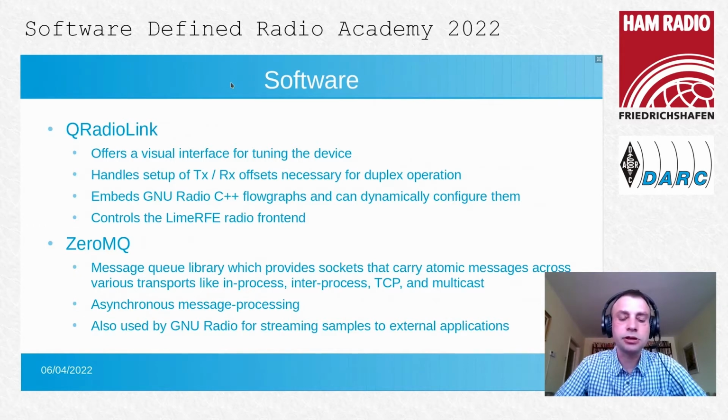0MQ is asynchronous, so it processes messages asynchronously, and is basically also used by GNU Radio in order to stream samples to other external applications. So you can use 0MQ sources and sinks to communicate between GNU Radio flowgraphs and other external processes.